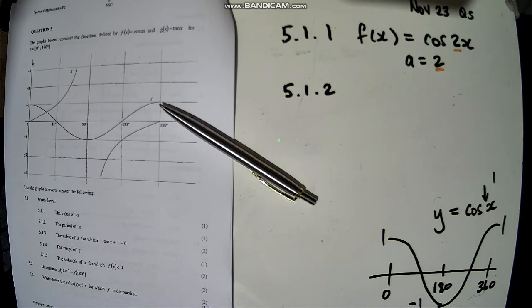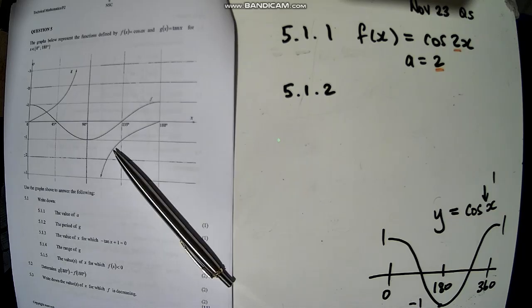Next one, 5.1.2, it says the period of g. Now g is the tan graph. Notice that the first one is approaching 90. As it goes up between 0 and 90, the graph is curling upwards towards the 90, but it won't touch the 90 because that is the asymptote. Now notice if I had to continue finishing off this graph, would it finish off at 360? Definitely. So that is a normal tan graph.